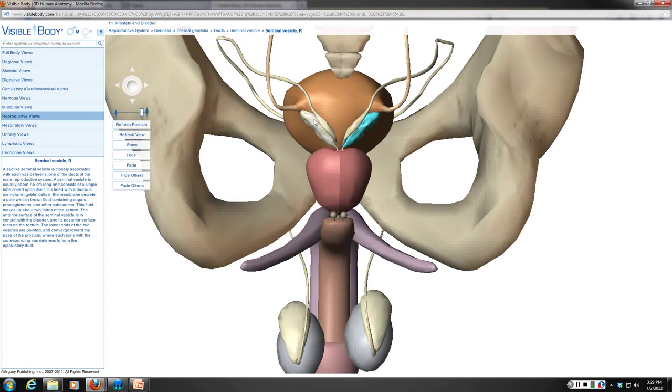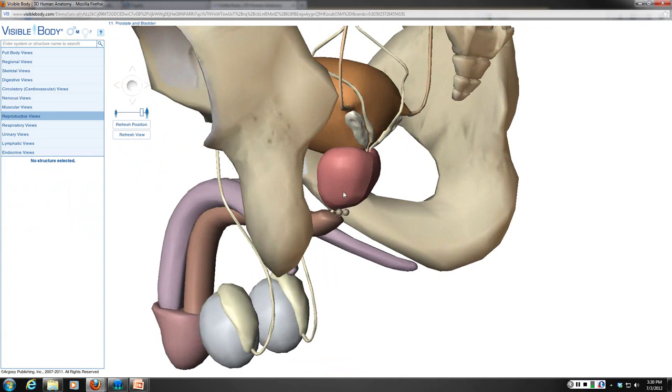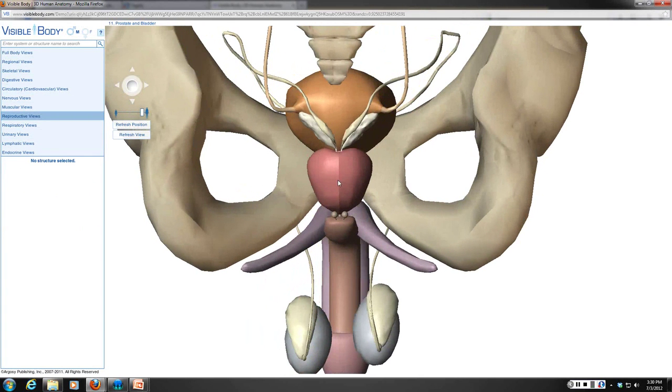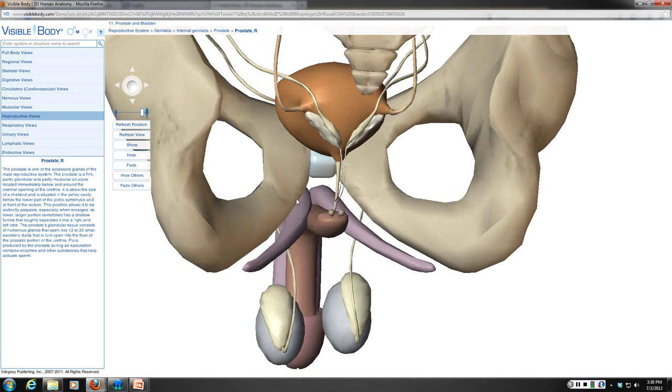And then right in here is where the fluids from the seminal vesicle and the little sperm cells combine together, and they enter the ejaculatory duct on each side. So this is your prostate gland. So notice that's sitting underneath the bladder in the male. And I'm going to hide that so we can see what's happening inside the prostate gland.